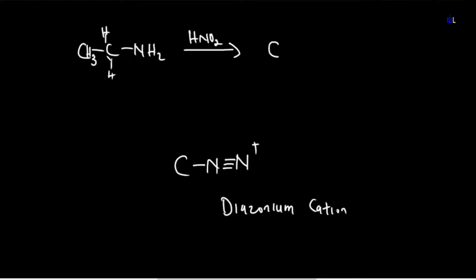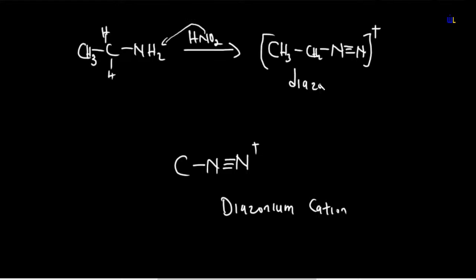So imagine this is CH3CH2 attached to nitrogen. Now, the two hydrogen atoms here will leave, and then this nitrogen from the nitrous acid will come here, and it's going to be N triple bond. Now, remember I told you that it is usually positive, so we'll give it a positive sign. So this is what we refer to as your diazonium cation.